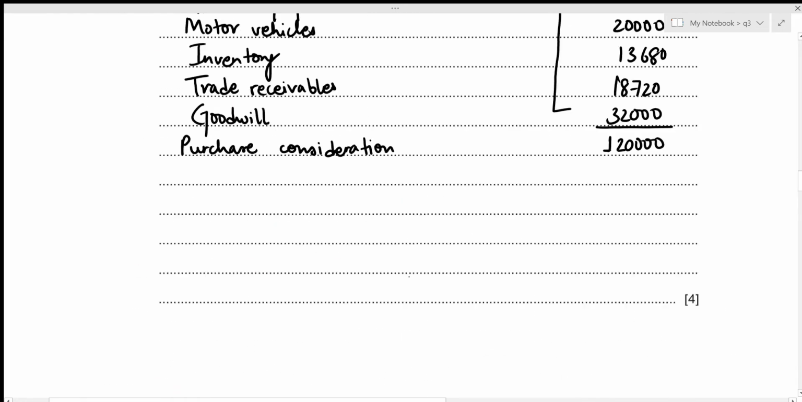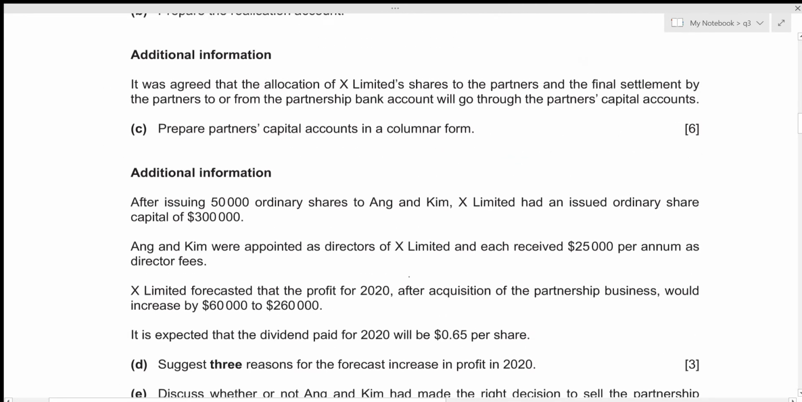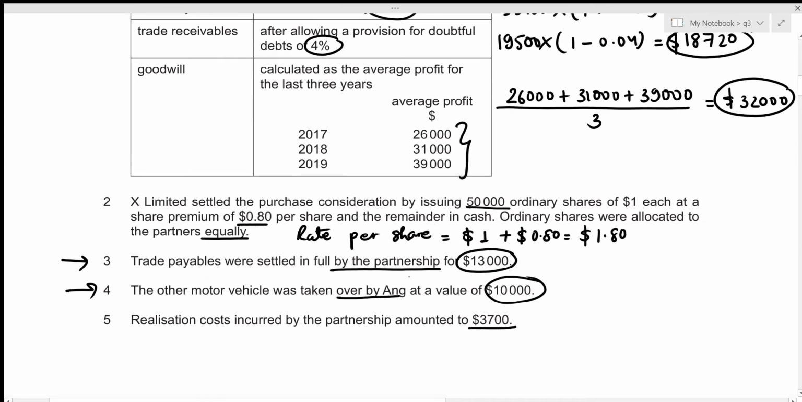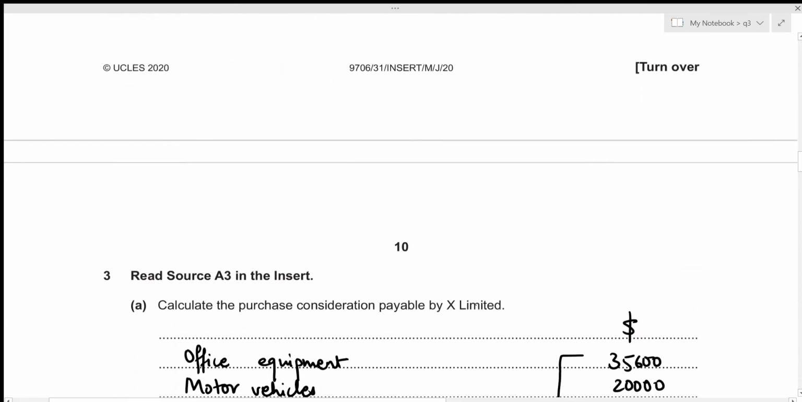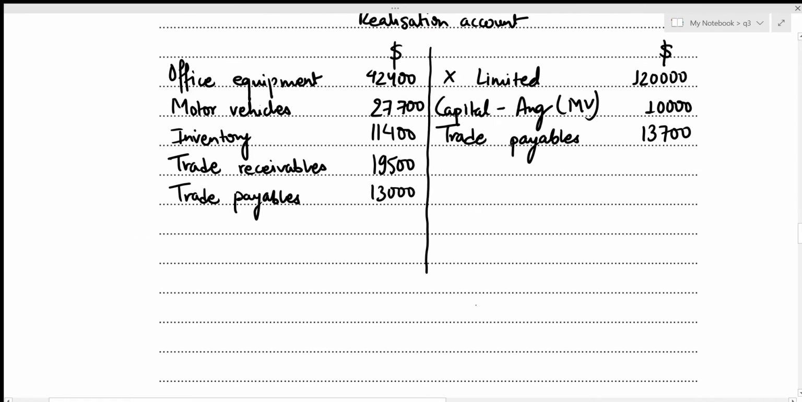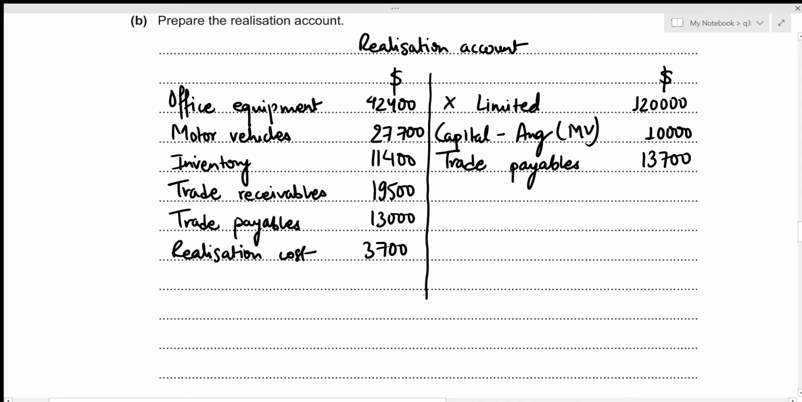Okay, then we also need to record our realization cost or realization expenses, which is given right here. Realization costs incurred by the partnership amounted to 3,700. And according to our format, the realization cost is always recorded on the debit side of the realization account. Let's do that. So that's the realization cost of 3,700. Alright, I think we've included everything that we need to include in our realization account.